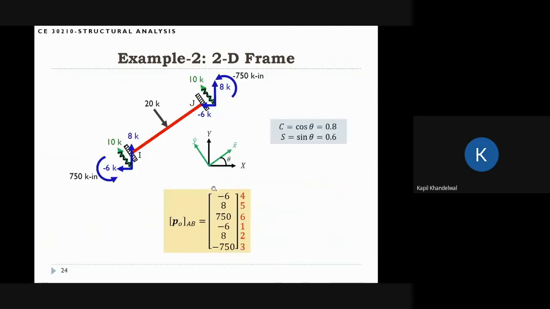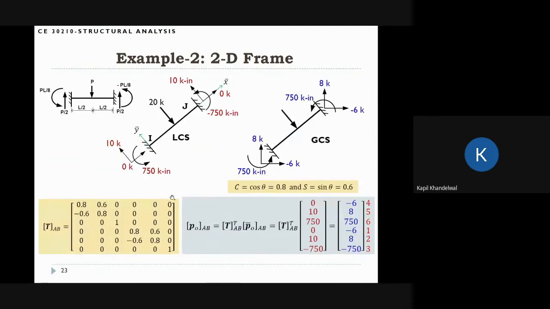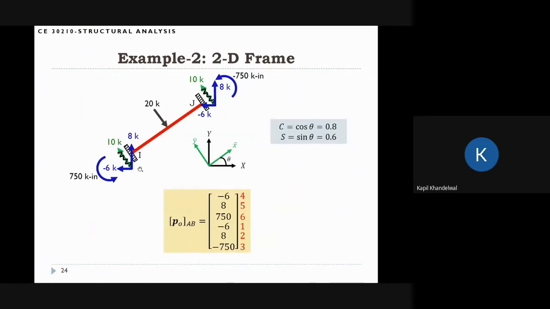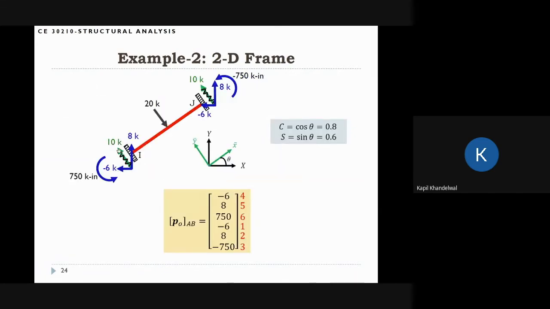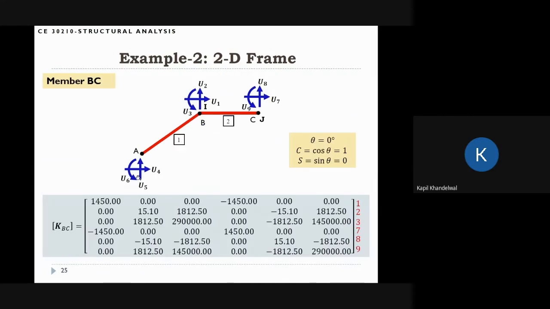If you don't want to do this lengthy calculation, you can just do the component analysis and get the numbers, and you'll get the same numbers anyway. These are the same numbers as here in the global coordinate system, but you can get them just by taking components of these forces in the x and y directions. And next, we want to calculate the element stiffness matrix for member BC.